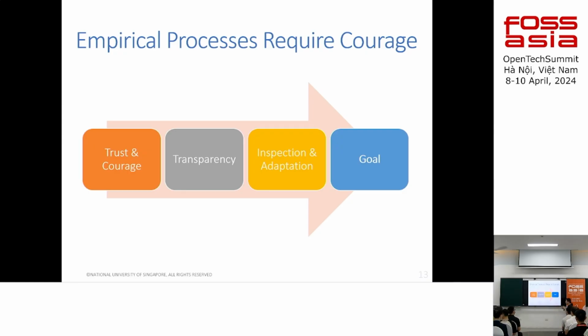Once you have transparency, then only you can have inspection. Then only you can look at it. You have the data, you inspect it, and then you adapt to the situation, adapt to the data that you have, right? So that's why you see this progression. Trust and courage come first, then transparency in your organization, then only you can work on that data to have inspection and adaptation, then only you reach the goal.